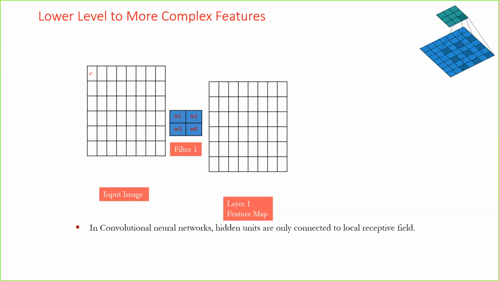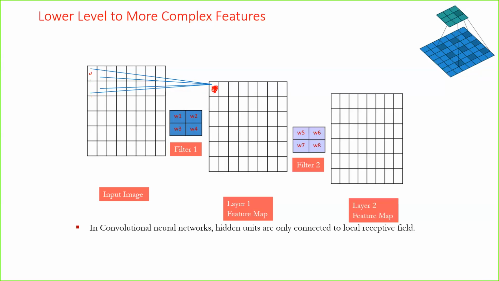Suppose I take this neuron, it is only connected to these 4 fields, because after performing the convolutional operation with the filter size of 2 by 2, you get this output. So the output is determined by only these 4 fields, not every entry in the image. So it is connected to only local receptive fields, not to every neuron in the previous layer. Similarly, this one is connected to only the 4 local receptive fields from the previous layer.